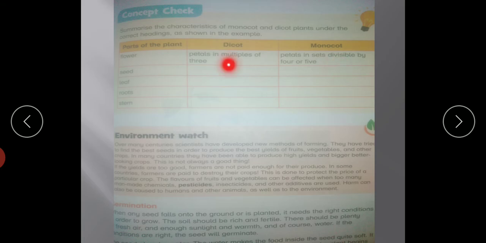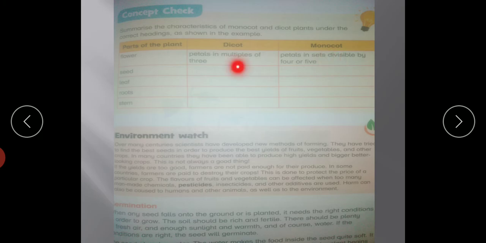Boys, do the correction here. This is the mistake of the book. Here you write the heading of monocot, and here you write the heading of dicot. Do the correction, boys. You should write monocot here and dicot here, because they have given the number of petals of monocot, and there they have written the number of petals of dicot.